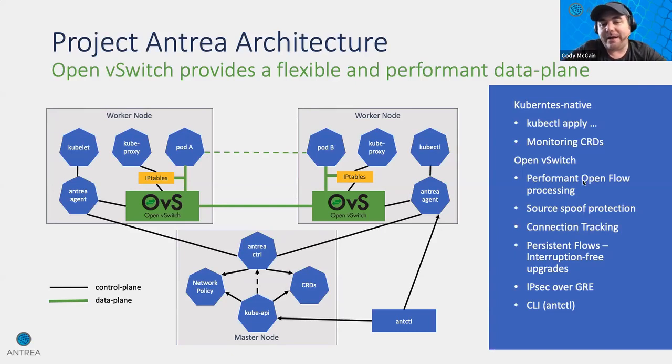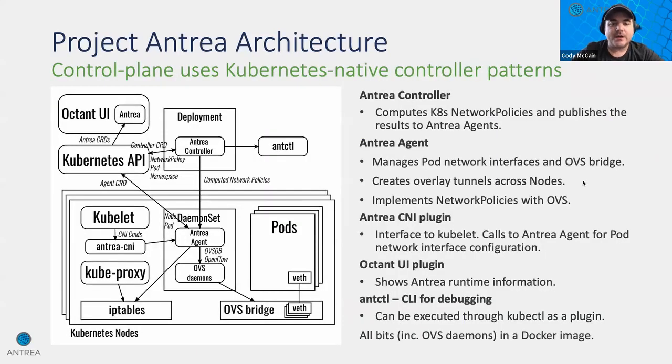Some other things that I wanted to point out that's really powerful with Open vSwitch here is everything is processed and has as an OpenFlow, and these flows are always persistent, which means that we can actually upgrade the data plane and control plane without interruptions, and that's really important in something like Kubernetes that's always evolving and changing. Just a little bit deeper dive into the architecture and the components that make up Project Antrea.